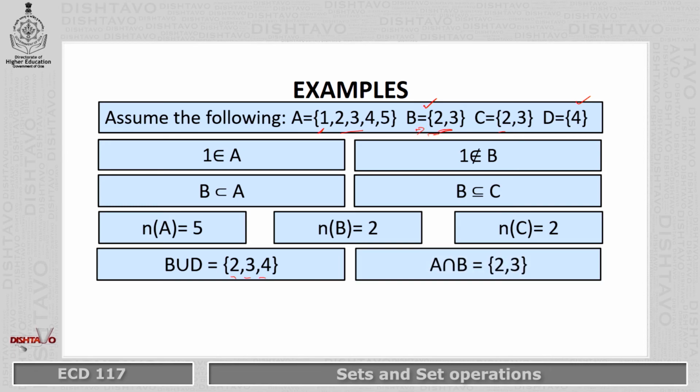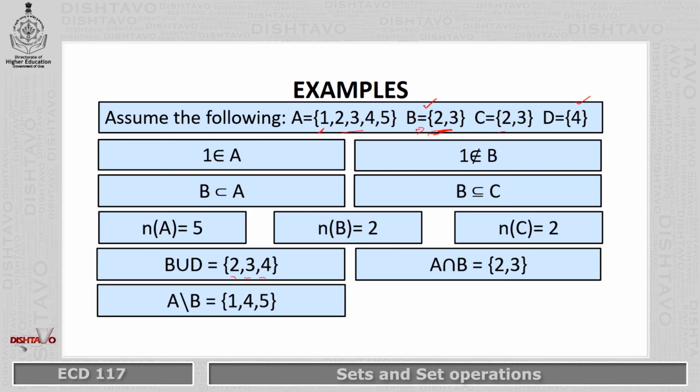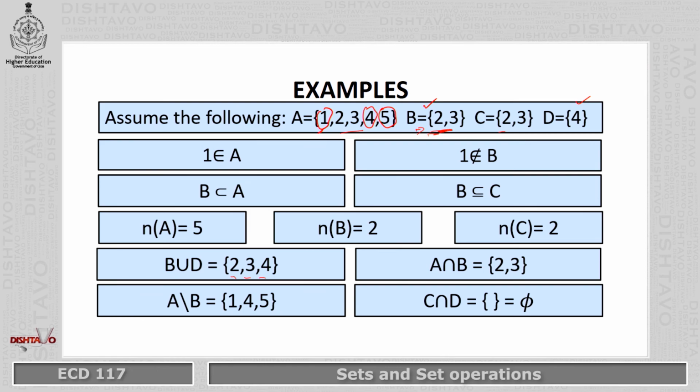A intersection B is nothing but {2, 3}. This is telling you whatever is common between A and B, and you see clearly that 2 and 3 are the numbers that are common in A intersection B. Then we have A minus B, which means the elements that are there in A, but are not there in B. Now, we know that the common ones were 2 and 3. So, what is left is 1, 4 and 5. So, that is A minus B in this case. And finally, the last one, C intersection D, that is nothing but a null set, because between C and D there is nothing common. Therefore, the answer will be a null set, that is the symbol phi.